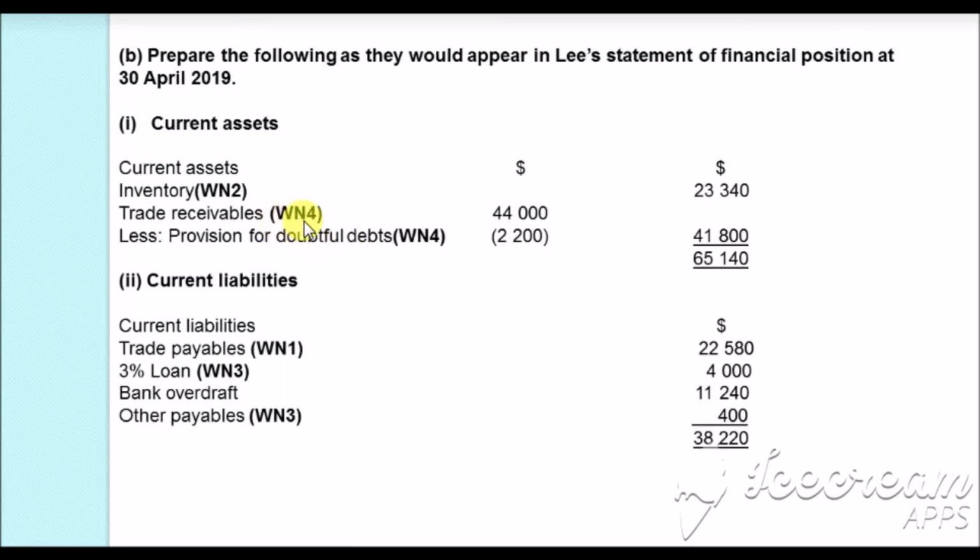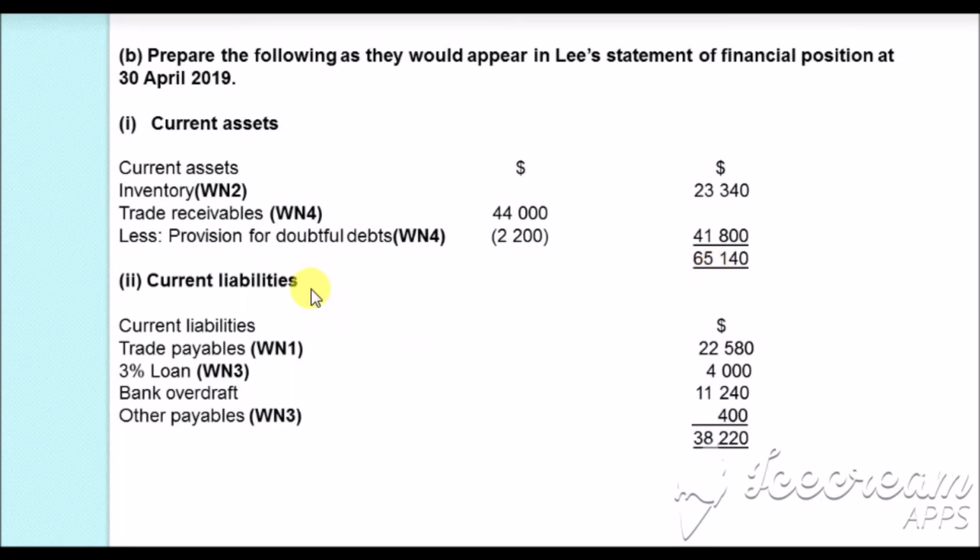Then we have the trade receivable which was calculated in the fourth working notes as $44,000. From there, we'll subtract the 5% provision for doubtful debts which was again calculated in the fourth working notes as $2,200. We'll get the value of trade receivable as $41,800. When we add this to the inventory of $23,340, we'll get the current assets as $65,140.